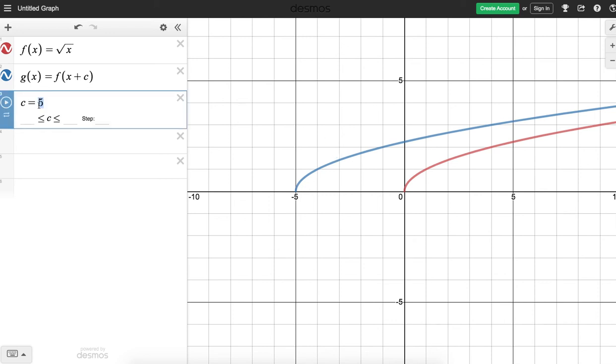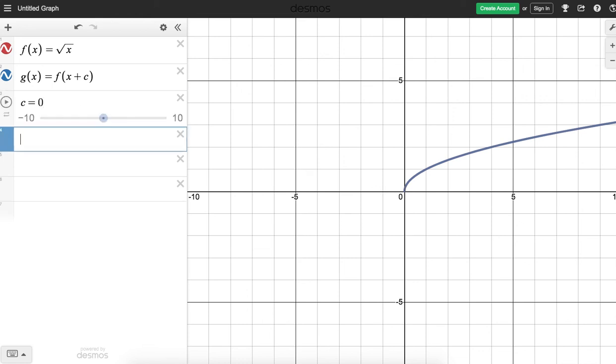And if we reset this back to 0, if adding a number inside pushes it to the left, let's see what happens if we subtract a number. So if it's a minus, here's the square root of x minus 1 in blue, where the x minus 1 is completely inside of the square root. And notice the more negative we make it, the further to the right it pushes it.